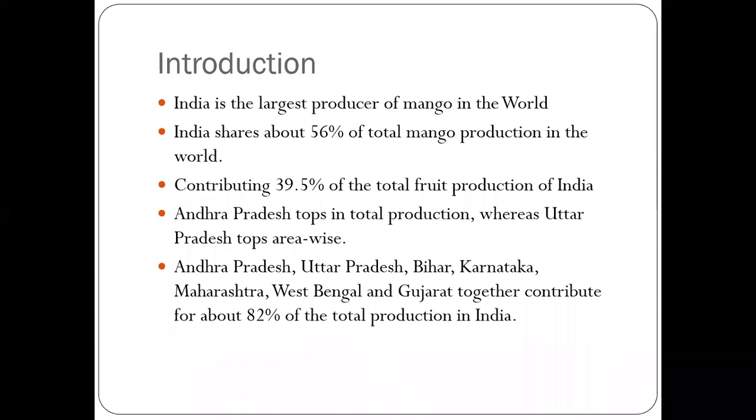The total production is highest in Andhra Pradesh, followed by Uttar Pradesh. The states which grow mango are Andhra Pradesh, Uttar Pradesh, Bihar, Karnataka, Maharashtra, West Bengal, and Gujarat. Together they contribute about 82% of total production of mango in India. So the largest producer of mango in the world is India.